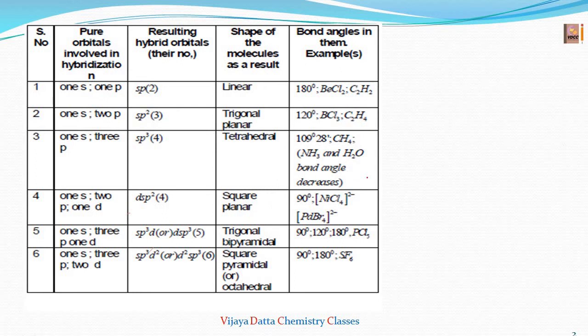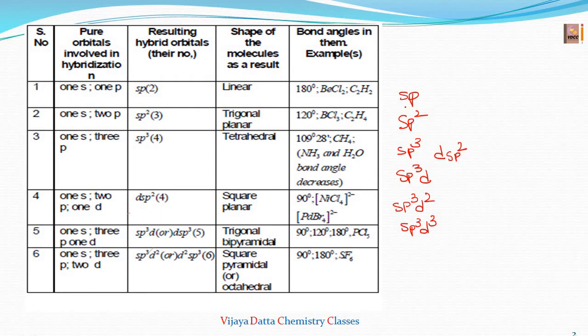So generally, how many types of hybrid orbitals do we have? Hybridization totally has 7 types: sp hybridization, sp2 hybridization, sp3 hybridization, sp3d hybridization, sp3d2 hybridization, and sp3d3 hybridization. For complex compounds we also calculate dsp2 hybridization.